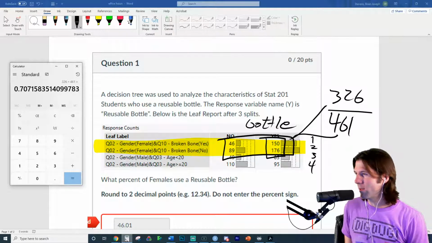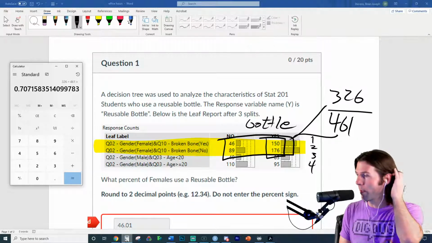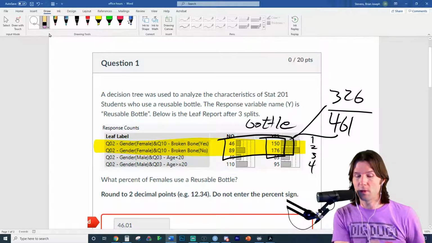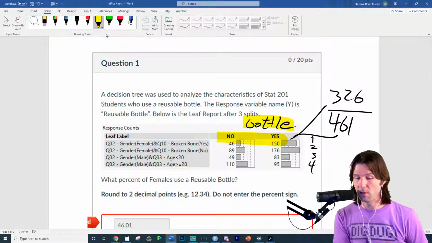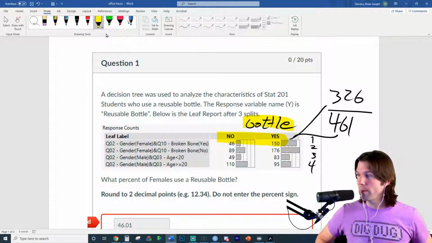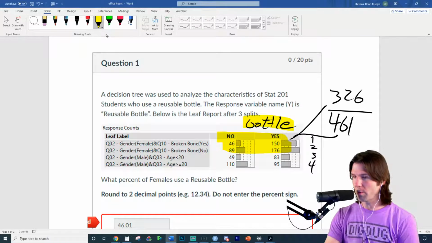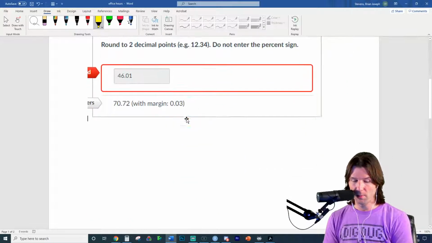Does that make good sense on how we can figure out the percent of females from this who use a reusable bottle? I think one of the most confusing things to people is that the Y variable is what we're looking at right here. This is the distribution of whether they use a reusable bottle. So the total amount of females is 461, by adding up all those numbers, and the top number right there is the amount of females who use the reusable bottle. So good question right there, using some leaf report output.